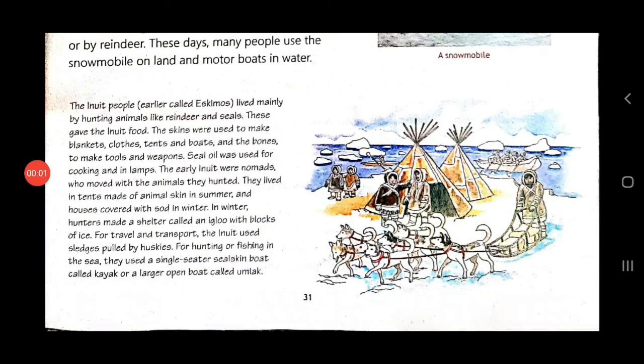And during the winter time, children, they used to live in houses. Now these houses were covered with sod. Okay, sod is the surface of the ground with the grass growing on it. See, here also the meaning is given at the back on page number 32: a chunk of the top layer of the soil with grass on it. So these houses were covered with the sod during the winter time.